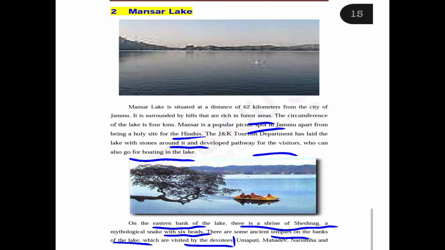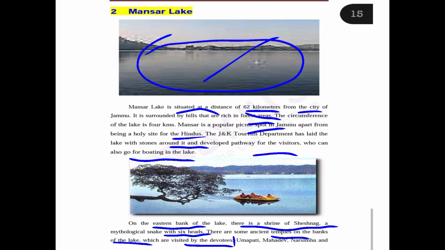Mansar Lake is situated at a distance of 62 kilometers from the city of Jammu. So about Mansar Lake, we must know that it is not actually in the city of Jammu. It is some 62 kilometers away from the city of Jammu. So that means from the heart of Jammu city, you have to travel 62 kilometers to reach this lake.